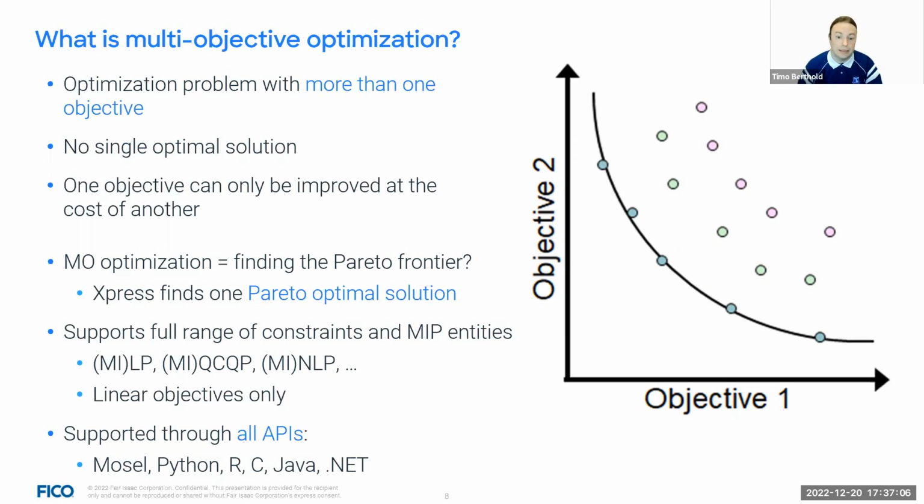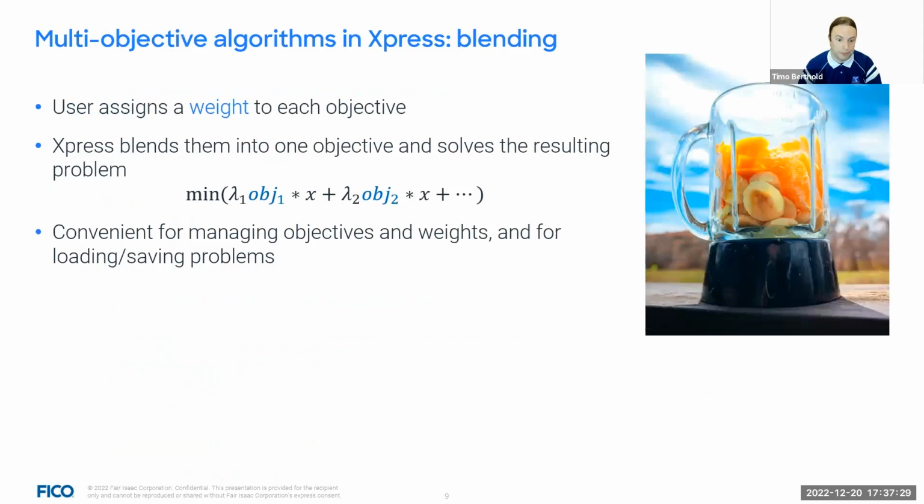I should stress that this new feature covers all existing types of optimization problems, so your multi-objective problems can be continuous or mixed integer, they can be linear, quadratic, nonlinear, whatever you want. They can have special MIP entities like sources or semi-continuous variables, you name it. And multi-objective is available through all APIs.